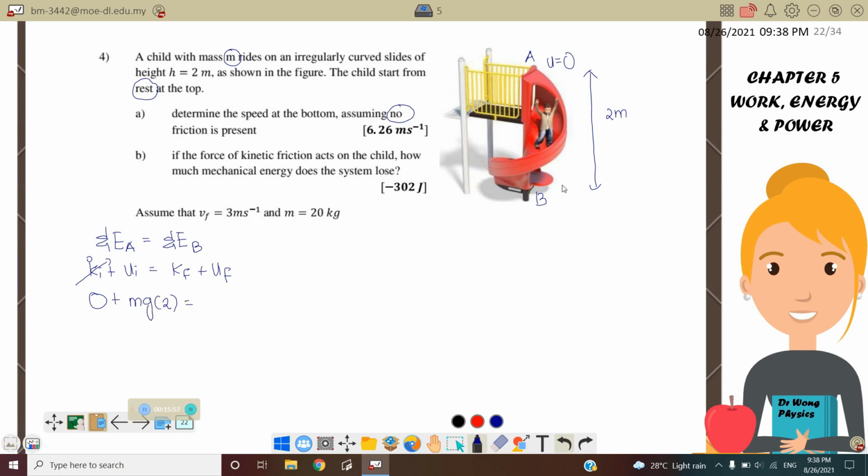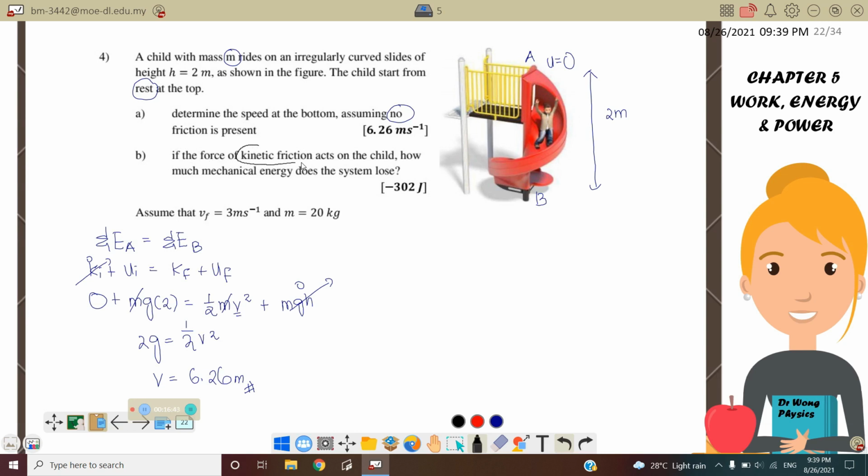So when you reach the ground, when you reach point B, the kinetic energy is maximum. So we need to find the value of half mv squared plus mgh. But at that moment, because it has already reached the ground, h is equal to 0. So we cancel m, and 2g equals half v squared. Your v, you will get the answer, v is equal to 6.26 meter per second. So this is the value without frictional force.